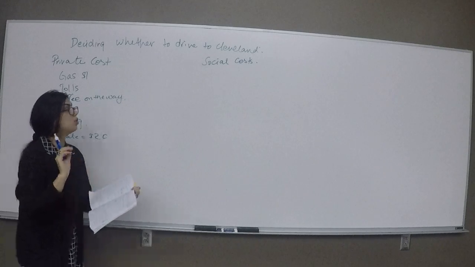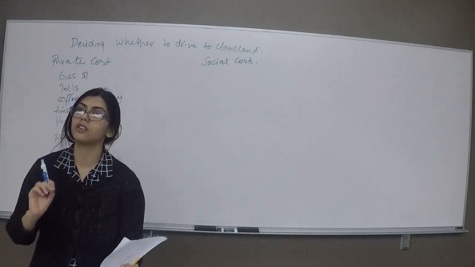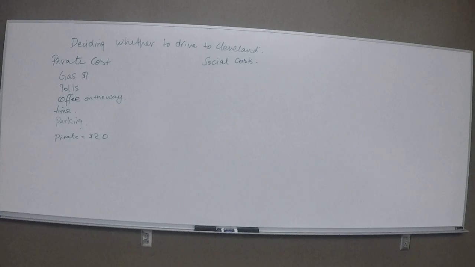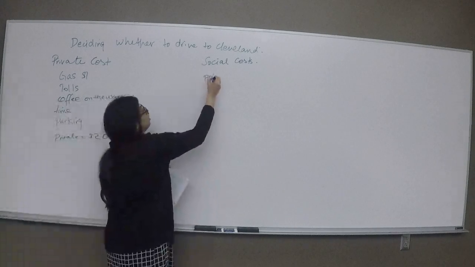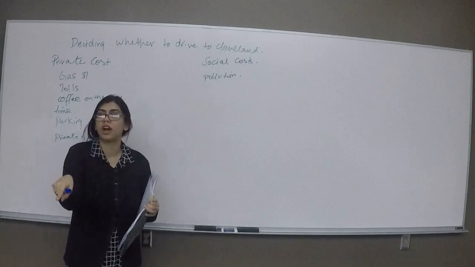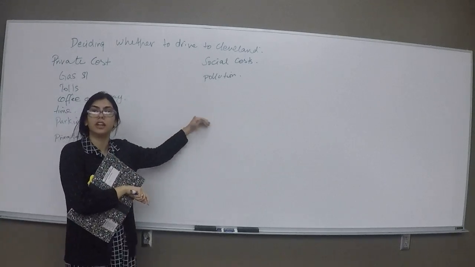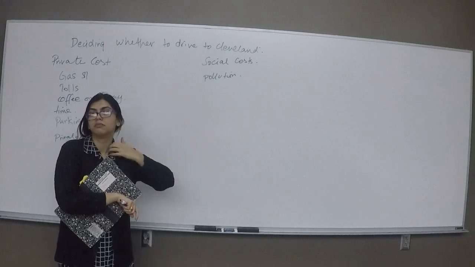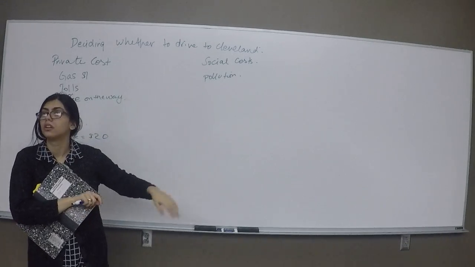Alright, now what are some of the social costs of your trip? When you are driving to Cleveland, what's it costing people around you, affecting them negatively? Like pollution. When you drive to Cleveland, your car does make some pollution, right? So that could be a social cost. You're going to make pollution, and that is a cost to society. Because you choose to drive to Cleveland, you're costing society pollution. They have nothing to do with your trip.